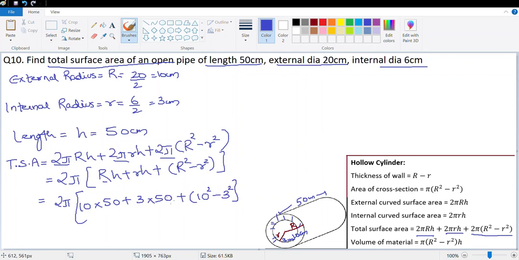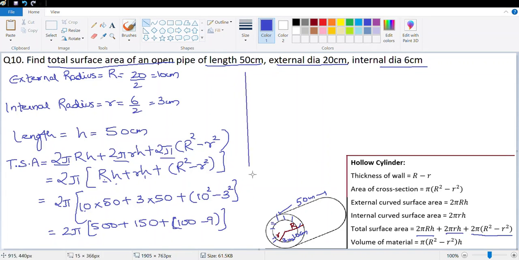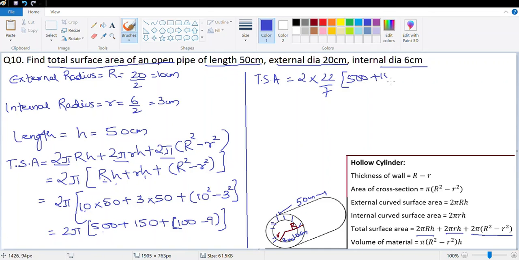Let's just confirm. That's 10 into 50, 3 into 50, plus 10 square minus 3 square. So this is 2 pi times 10 into 50, that's 500, 3 into 50, that's 150, plus 10 square, that's 100, minus 3 square, that's 9. So let's write this down. Total surface area would be equal to 2 into 22 upon 7 times 500 plus 150 plus 91.